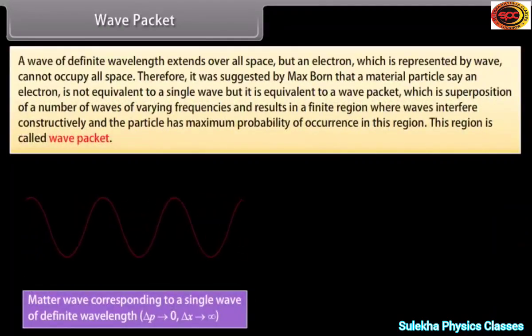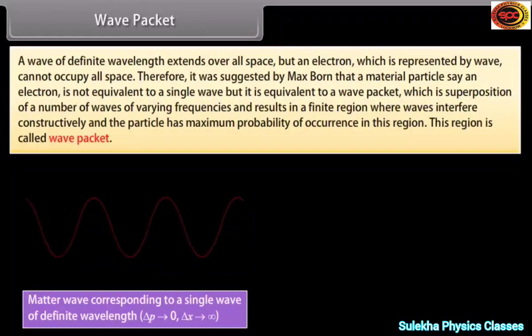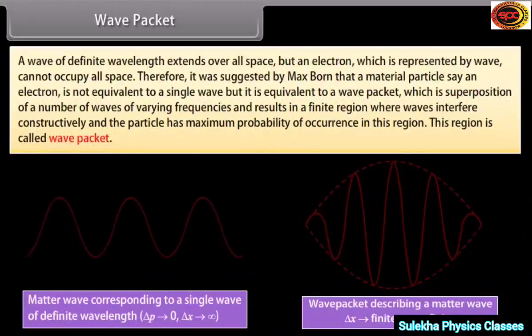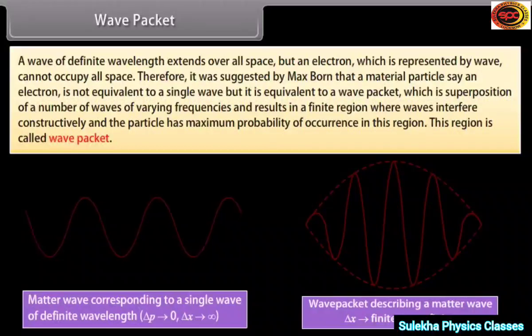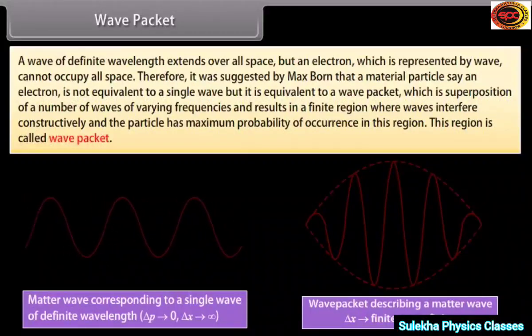A wave of definite wavelength extends over all space, but an electron, which is represented by a wave, cannot occupy all space. Therefore, it was suggested by Max Born that a material particle, say an electron, is not equivalent to a single wave, but to a wave packet, which is a superposition of a number of waves of varying frequencies and results in a finite region where waves interfere constructively and the particle has maximum probability of occurrence. This region is called wave packet.